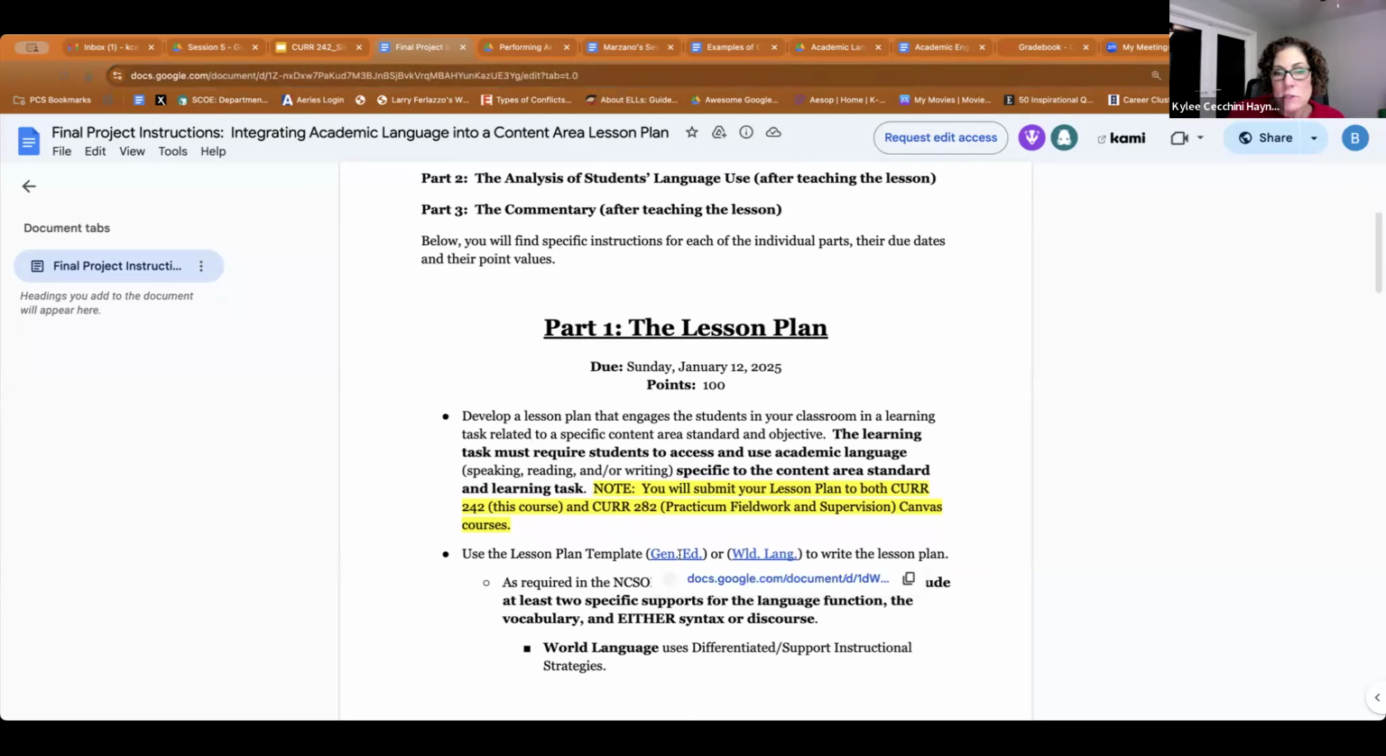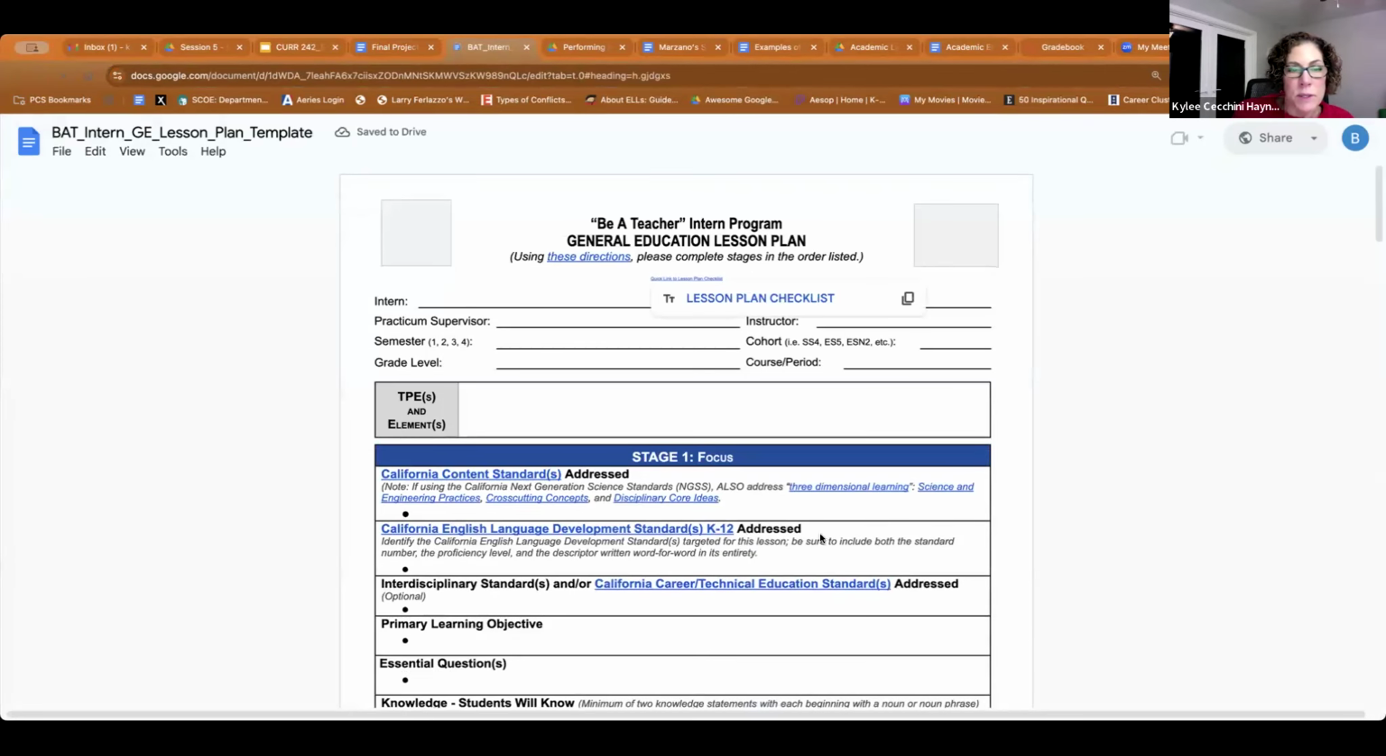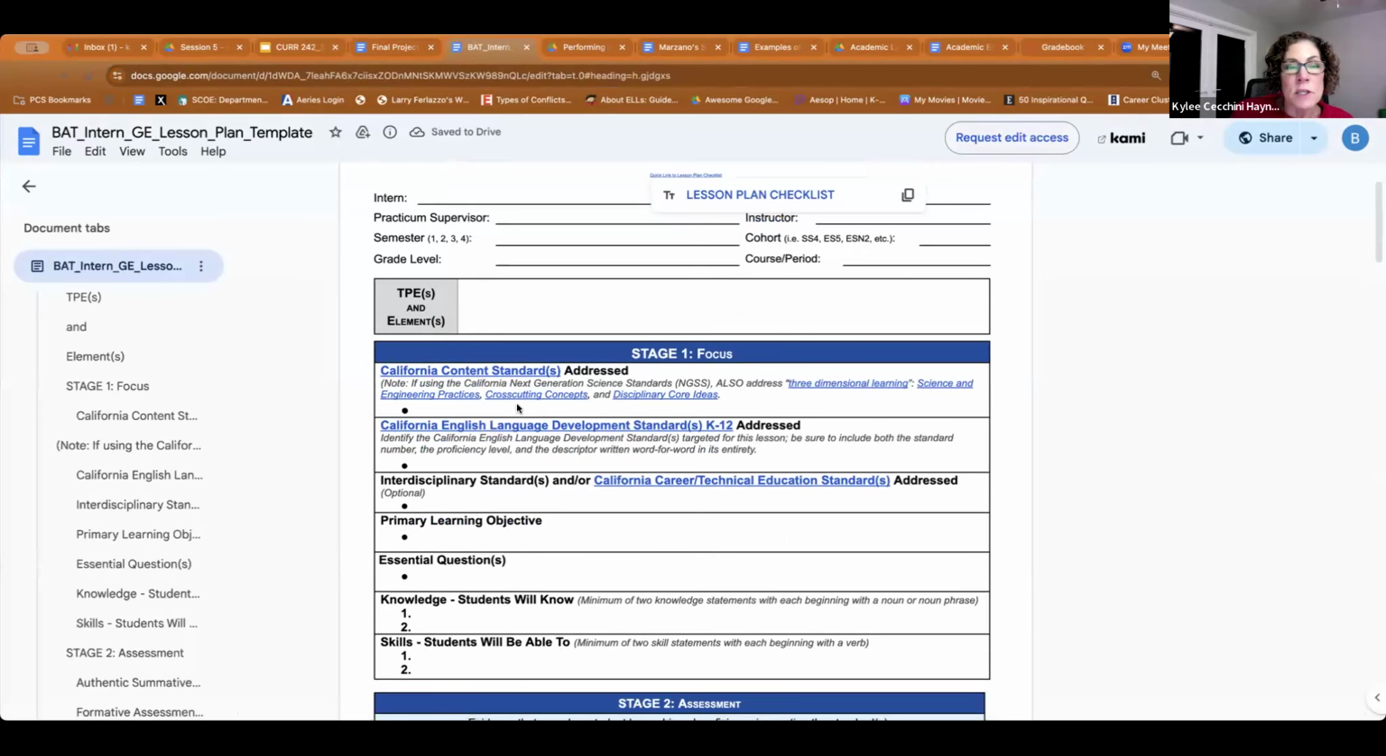Let's open this up so we see our lesson plan template. Remember, the first thing you do in your lesson plan after you fill in the top is identify a California content standard and put that there. Then you identify an ELD standard that connects to your California content standard. And if you're not sure how to do that, we can talk about that.